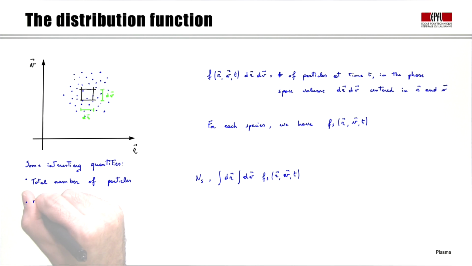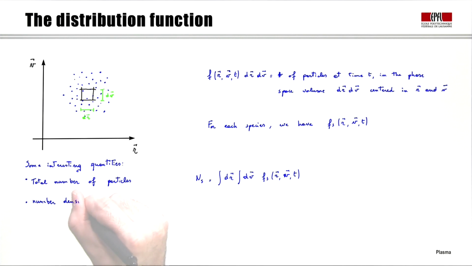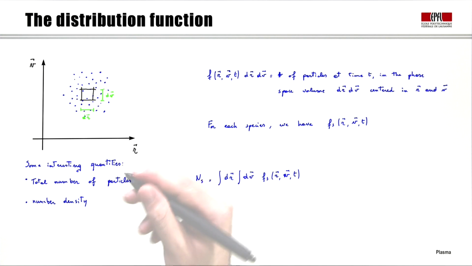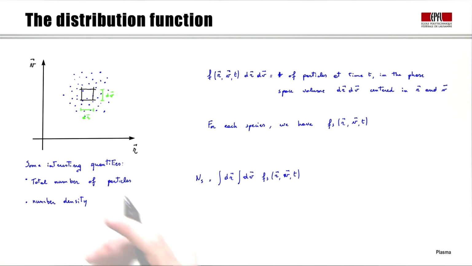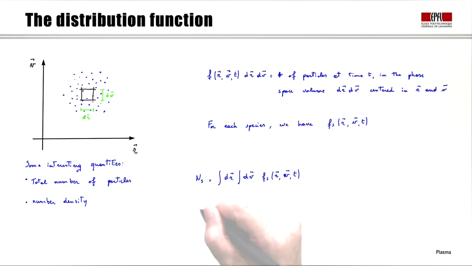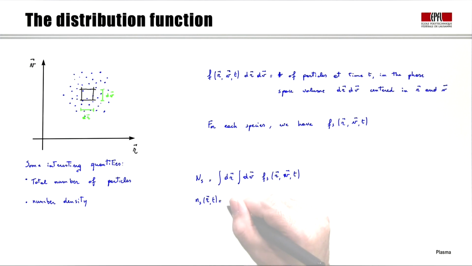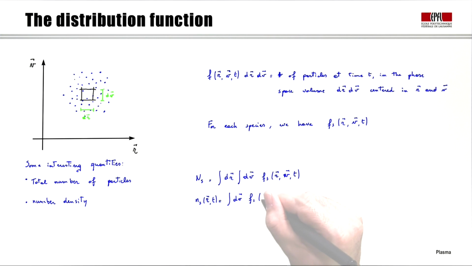Another quantity of interest is the number density, which represents the density of particles in configuration space, independently of their distribution in velocity space. This will be a function of position and time, and will be given by the integral over all velocities of the distribution function.